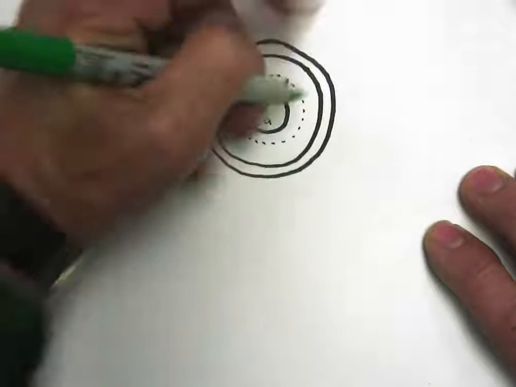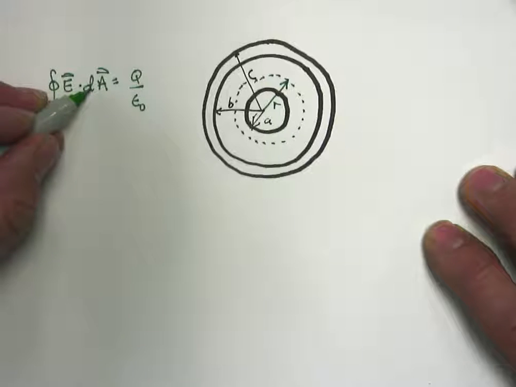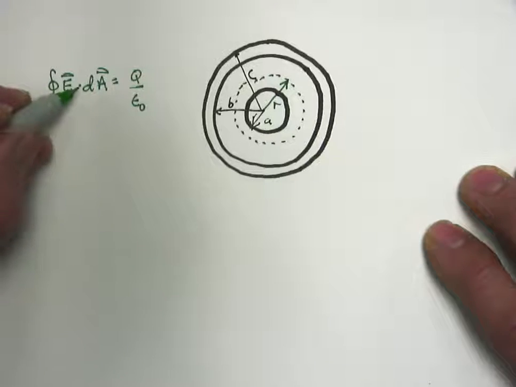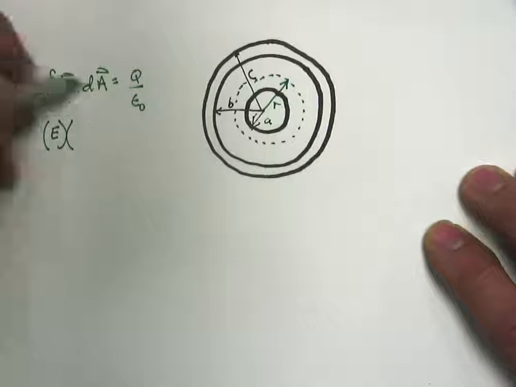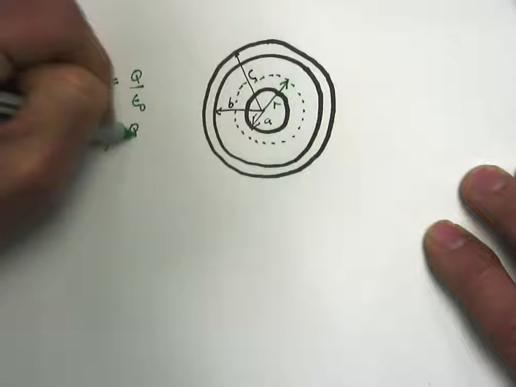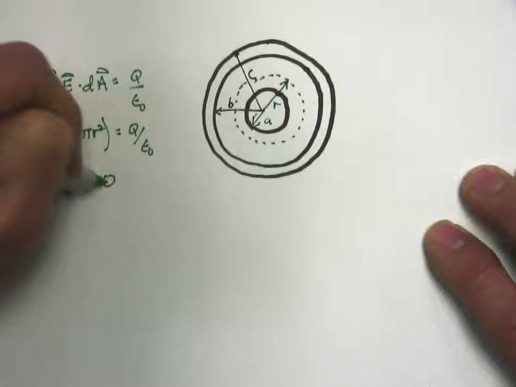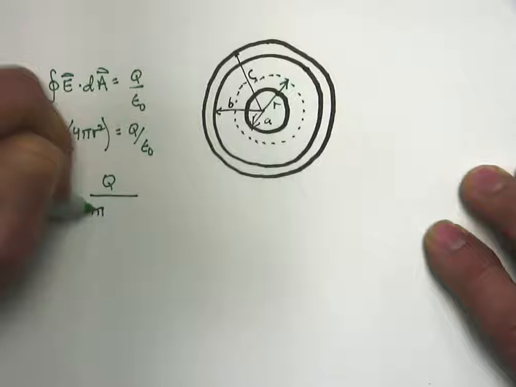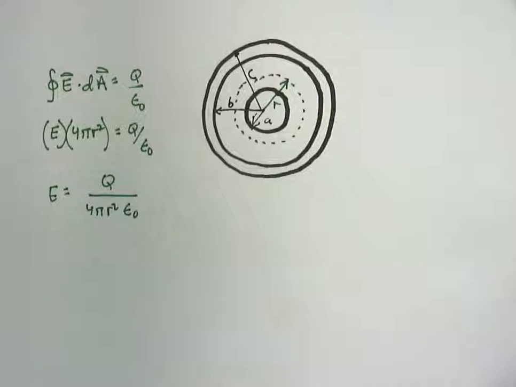We know that for any given radius r, the electric field is going to be constant, and also the electric field is going to be in the same direction as every single infinitesimally small area vector. So we can collapse this, get rid of the dot product, and solve for the sum of all of those little dA's, and that's 4 pi r squared. And then solve for the electric field: Q over 4 pi r squared epsilon naught. And that's something that you guys are familiar with, and at this stage of the game, that's probably not a problem for you.